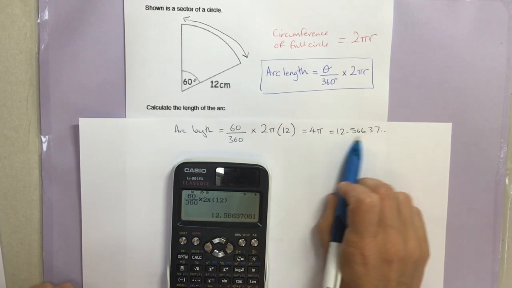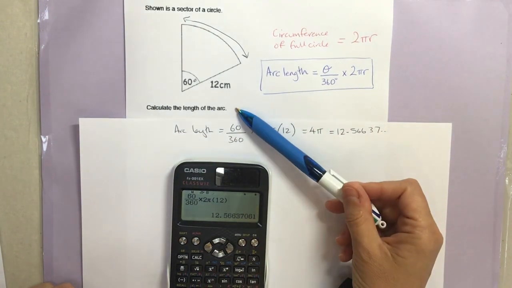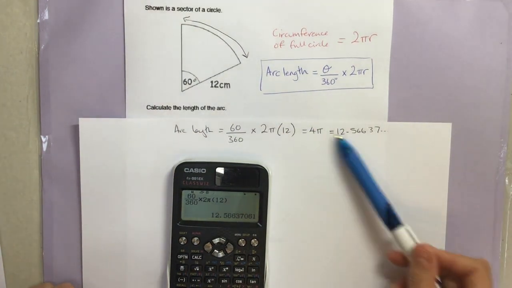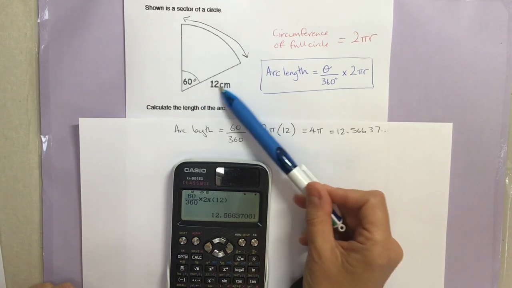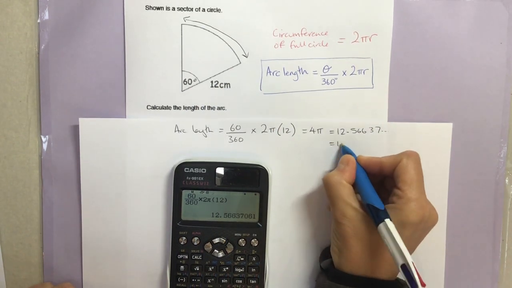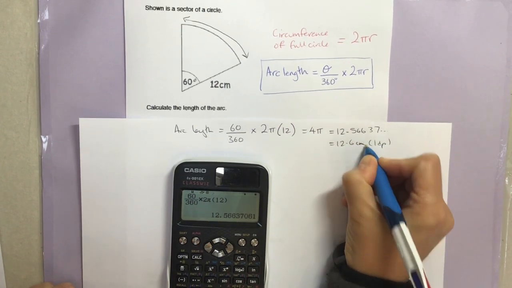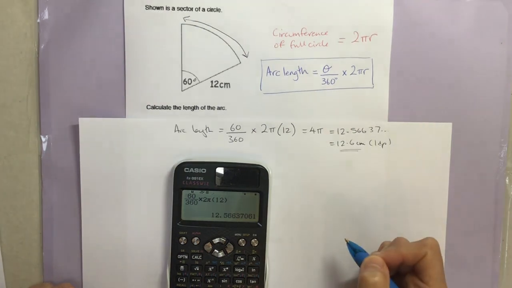And as we've got used to, make sure you write down more than enough when you're doing exams, so more decimal places than you need, and then round it. And sometimes the question will give us what rounding to do, sometimes it won't. I'm going to round this to 1 decimal place because the original was given to the nearest centimetre, so I think probably 1 decimal place is good enough. So 12.6 centimetres to 1 decimal place. That's that first one done.